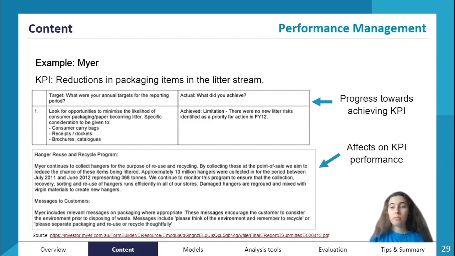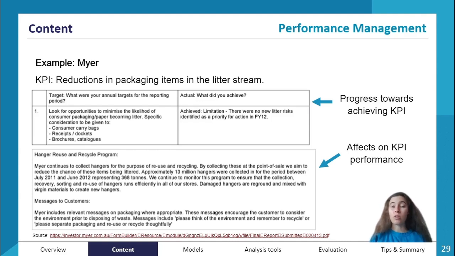So some effects on the KPI performance. We've got a hanger reuse and recycle program. So here they're talking about how they are collecting hangers for reuse and recycling, how they are also collecting damaged hangers and grinding them and mixing them with other materials to create new hangers. So instead of just those hangers going to landfill, it's more of a circular process.